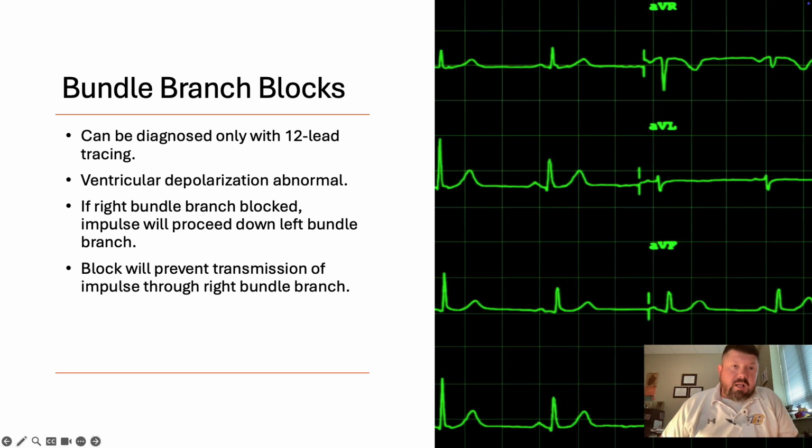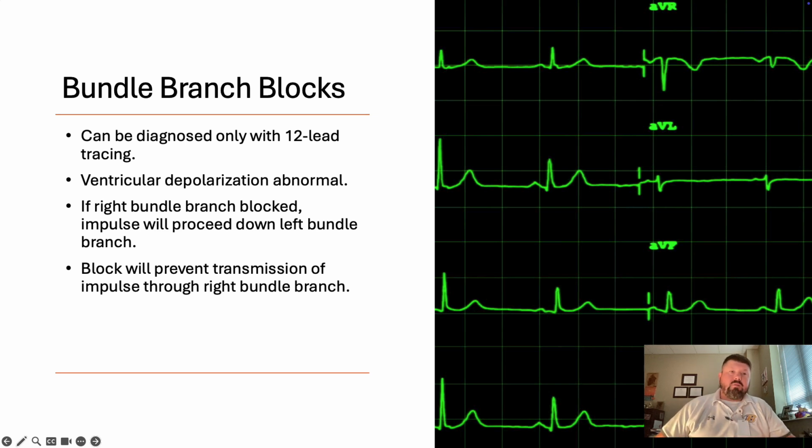So bundle branch blocks can only be diagnosed with a 12-lead tracing. We've got to look in V1 and V2, but especially V1. That's where you're going to see your key identifying factors. Now we can also use lead 1 and V6 to help us determine some changes in the S wave or the R wave to give us a clue.